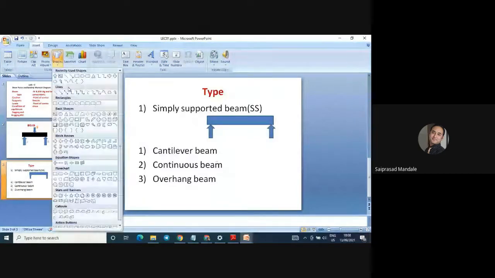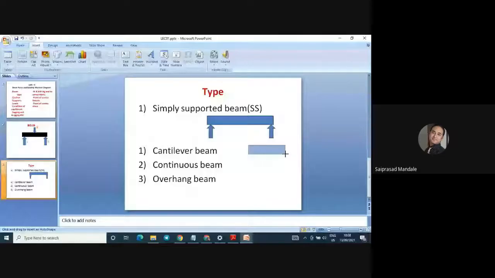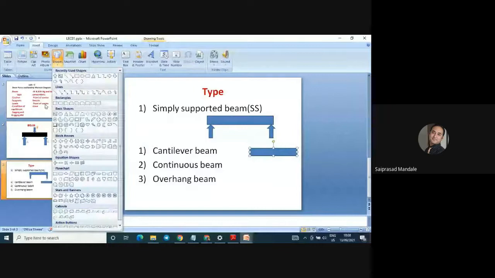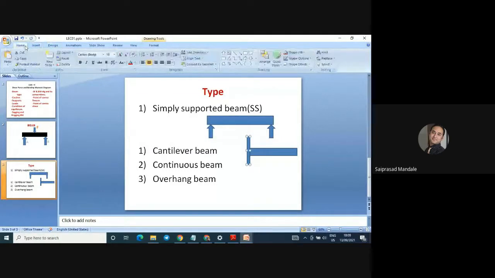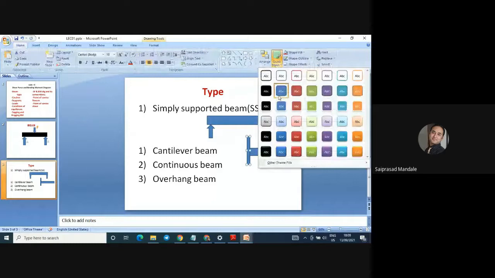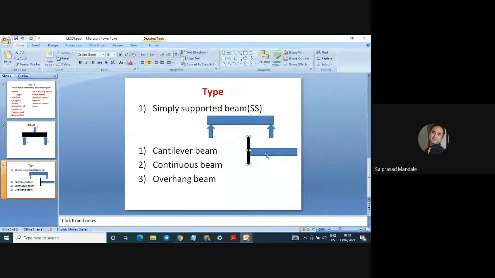The next case is the cantilever beam. This is a beam, a horizontal structural member, and one end of such a beam is fixed, and the other end is open or free. This is called a cantilever beam.